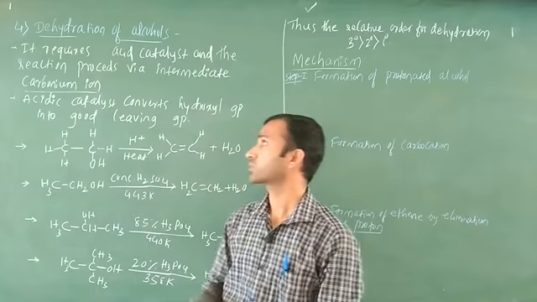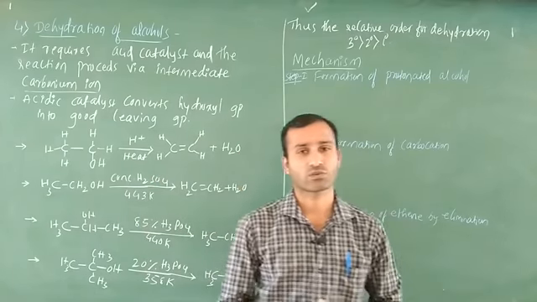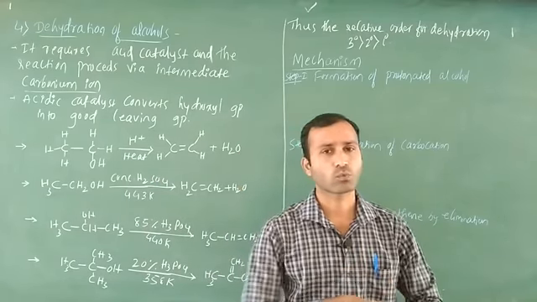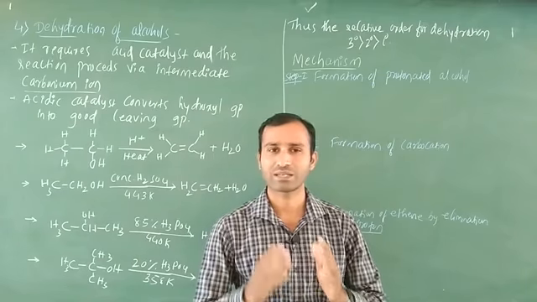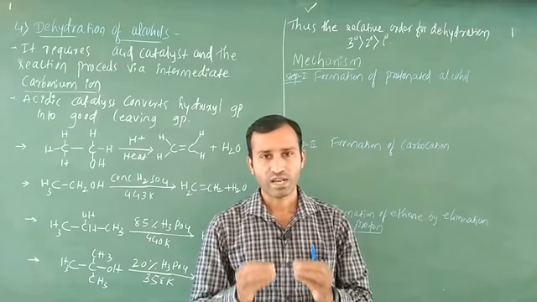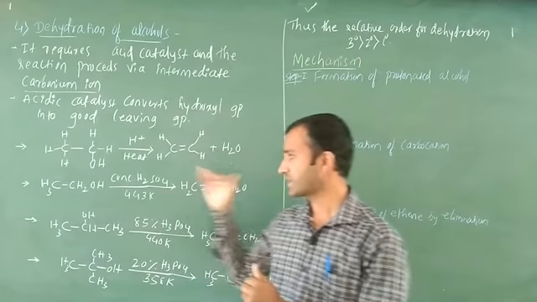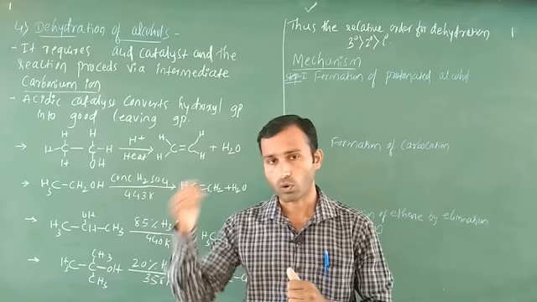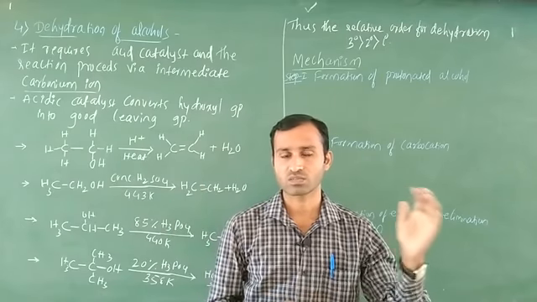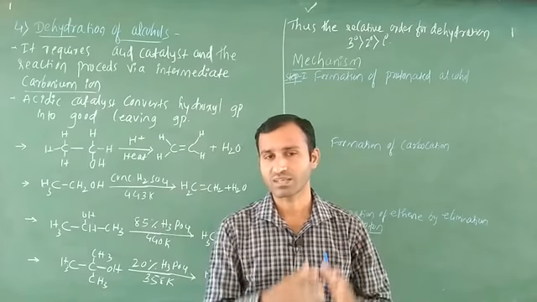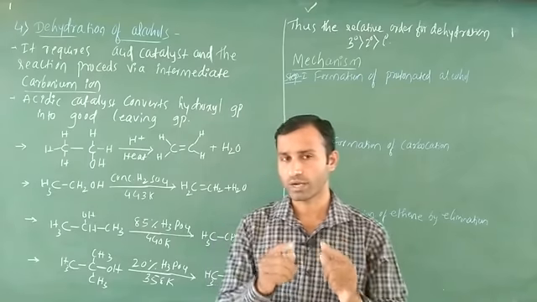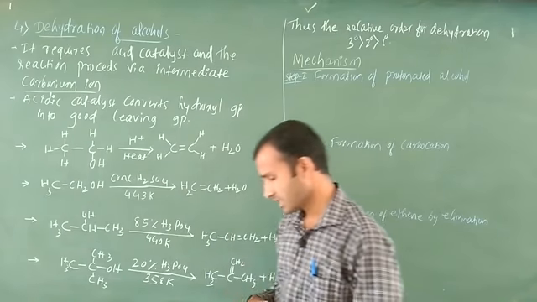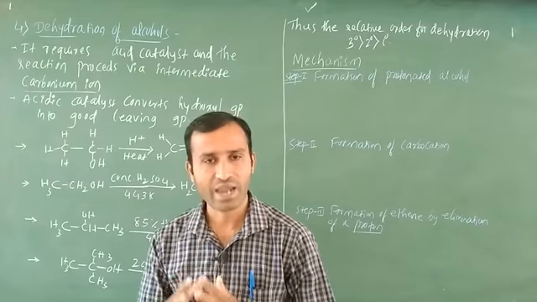The next important part is dehydration of alcohol. This is the most important for the PU exam. They are going to ask you directly about dehydration of alcohol. The mechanism is there, I will tell you the mechanism, and after that I will come to the conclusion. One more thing is there, that is hydration, acid catalyzed reactions, which I will tell you later. Here, in this case, the important point is dehydration.